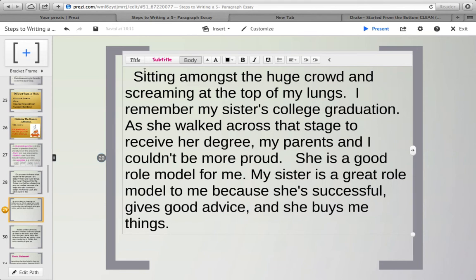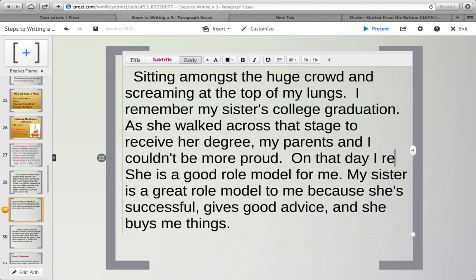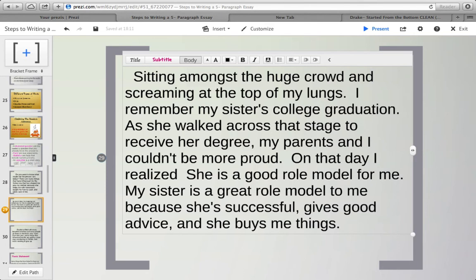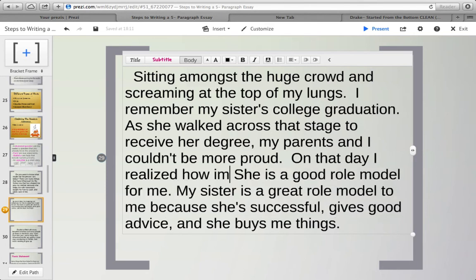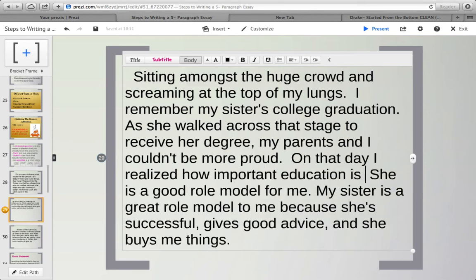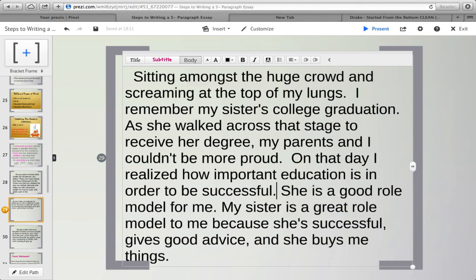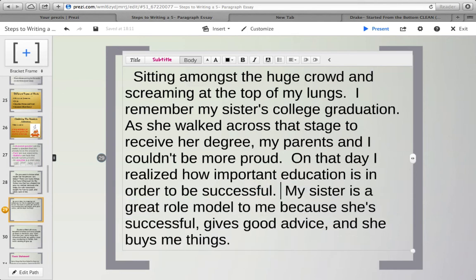So let me see. On that day, what are we thinking? On that day, I realized how important education is in order to be successful. Boom. Okay. Good job, Mrs. Fox. I think we did a very, very good job. We gotta take that part out. She's a good role model. Okay, because that's just repetitive, and I don't know what they were kind of doing in the beginning, but I think it's going well right now.